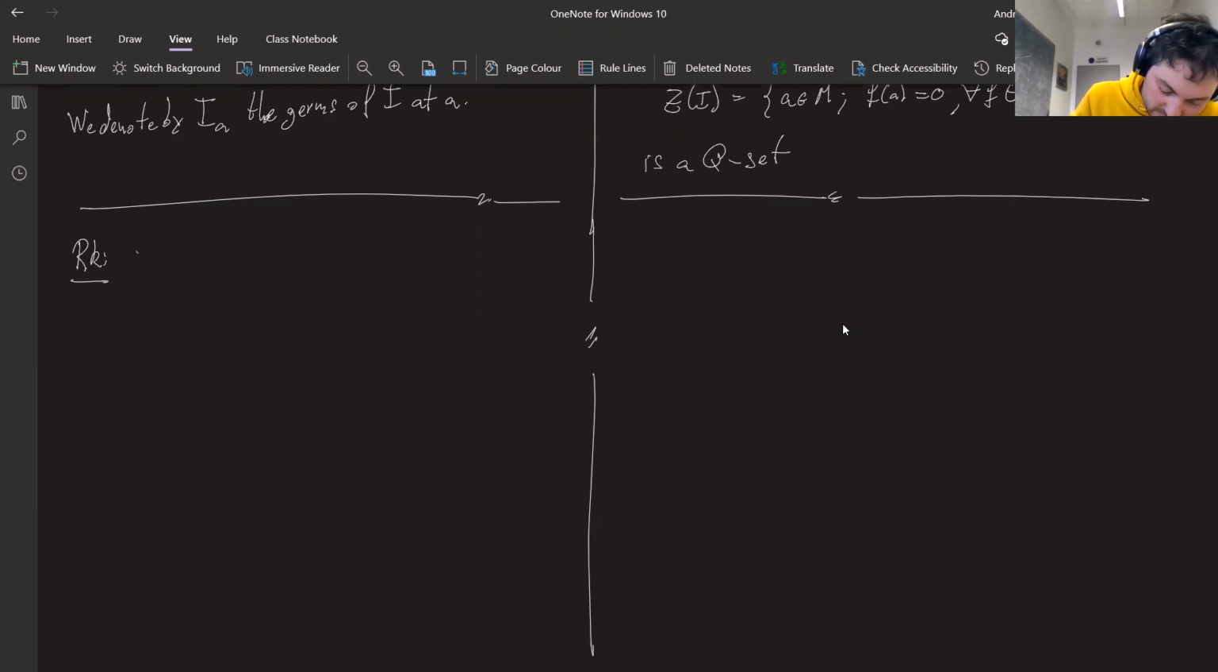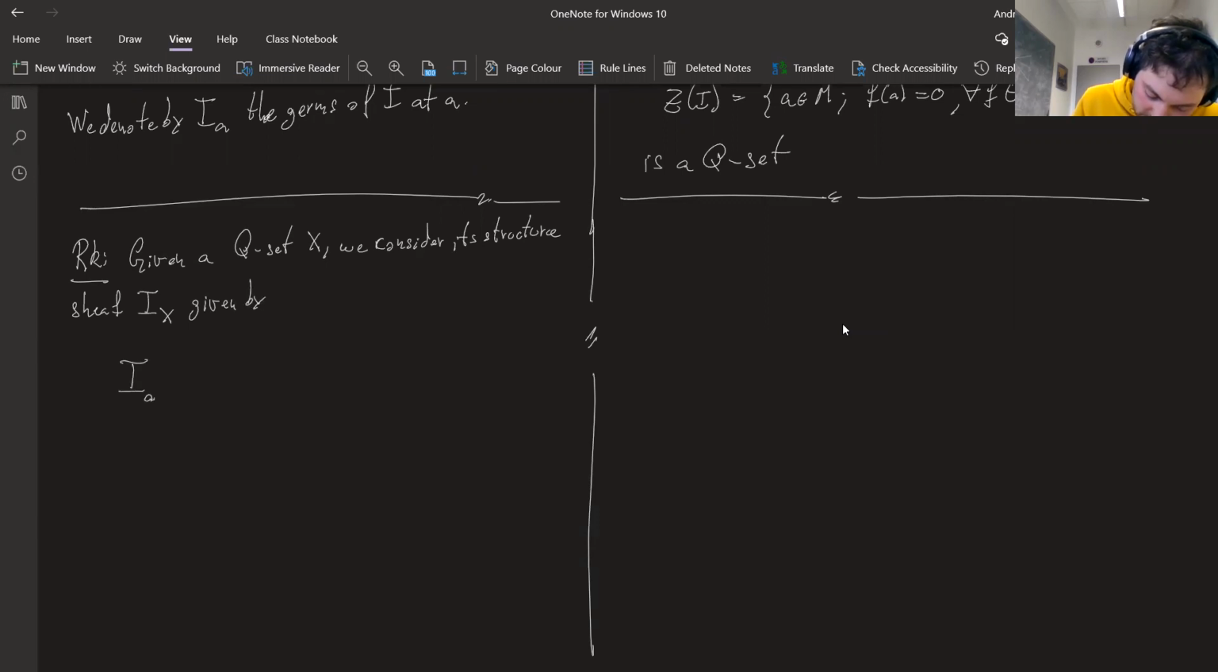The second remark is, given a Q set X, we may consider the structure sheaf, which we're going to call I of X, given by, so the germs of it are simply going to be all of the functions such that these functions are zero over the set. So given a Q set, we may consider this ideal sheaf here.